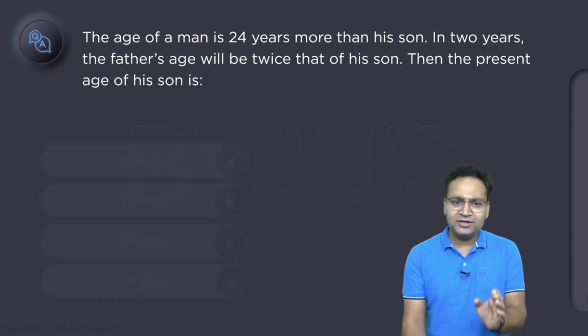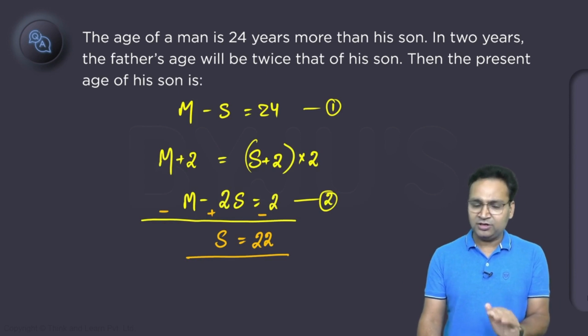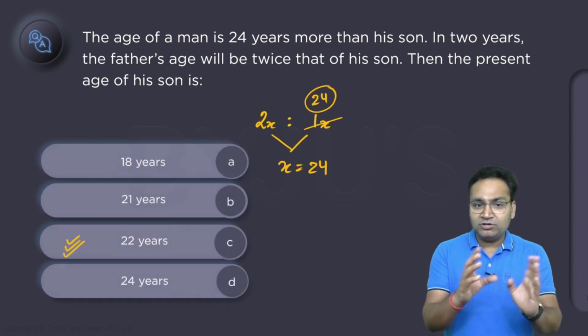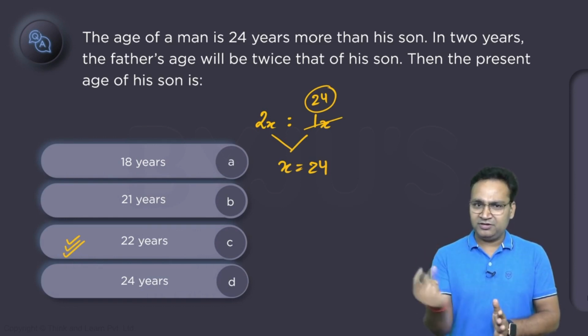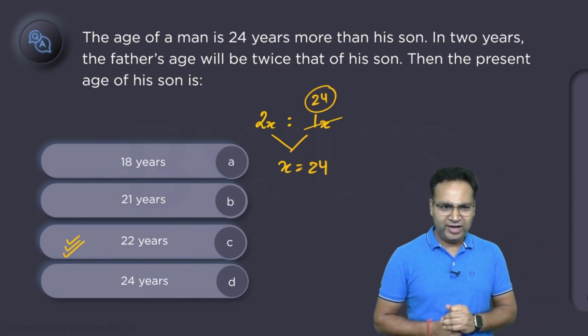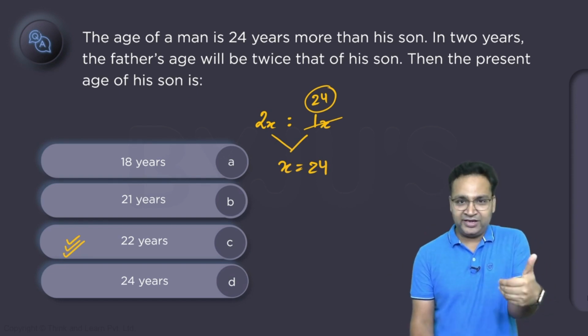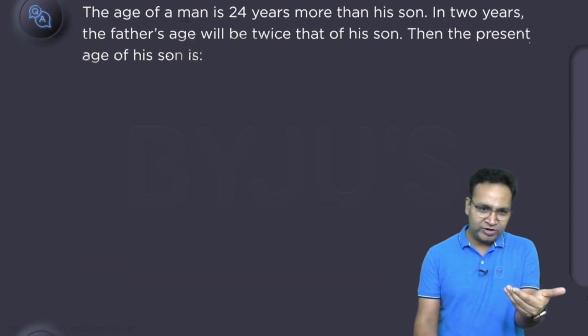Either you do it systematically, framing the equation, or you do it without writing anything on paper, or writing the minimum things on paper and getting the answer. Okay, so that particular thing makes it a very interesting topic. Moving to another question now.